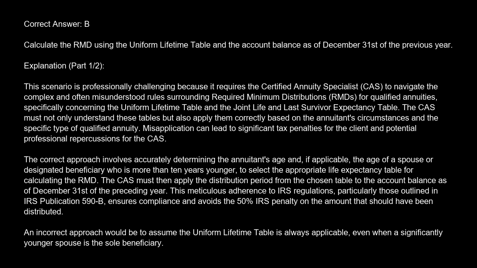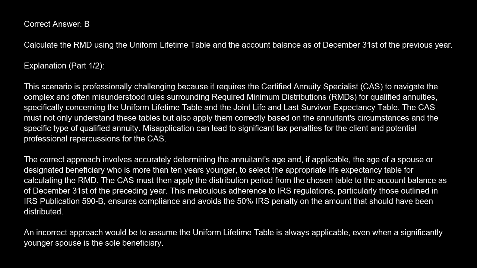The correct approach involves accurately determining the annuitant's age and, if applicable, the age of a spouse or designated beneficiary who is more than 10 years younger, to select the appropriate life expectancy table for calculating the RMD. The CAS must then apply the distribution period from the chosen table to the account balance as of December 31st of the preceding year. This meticulous adherence to IRS regulations, particularly those outlined in IRS Publication 590B, ensures compliance and avoids the 50% IRS penalty on the amount that should have been distributed.